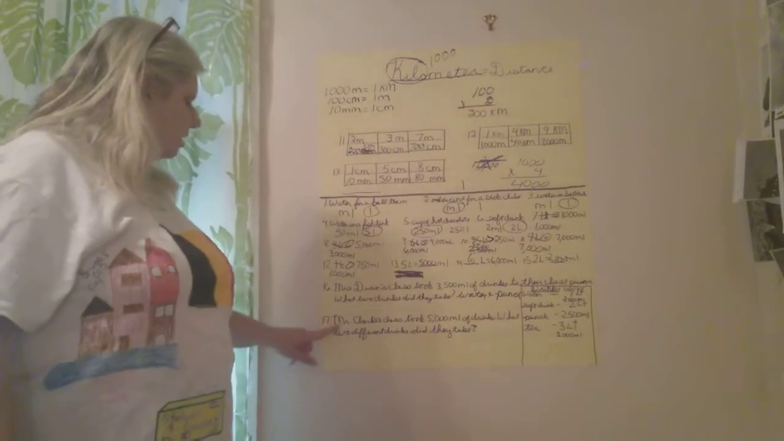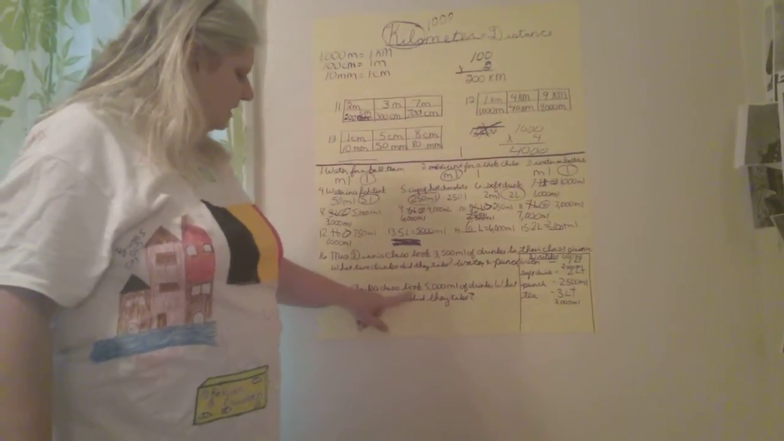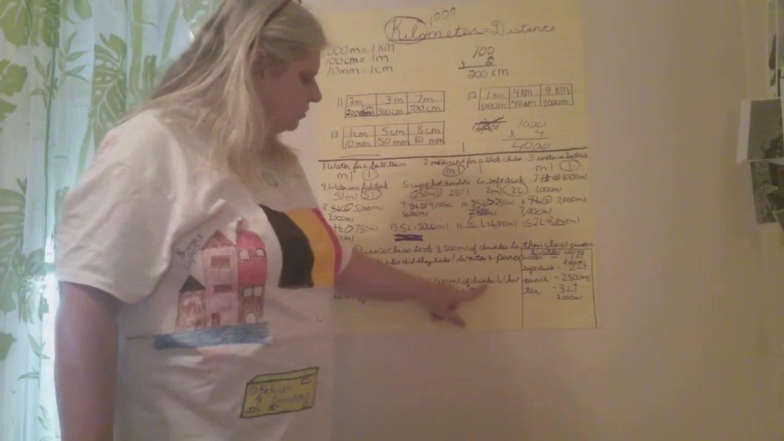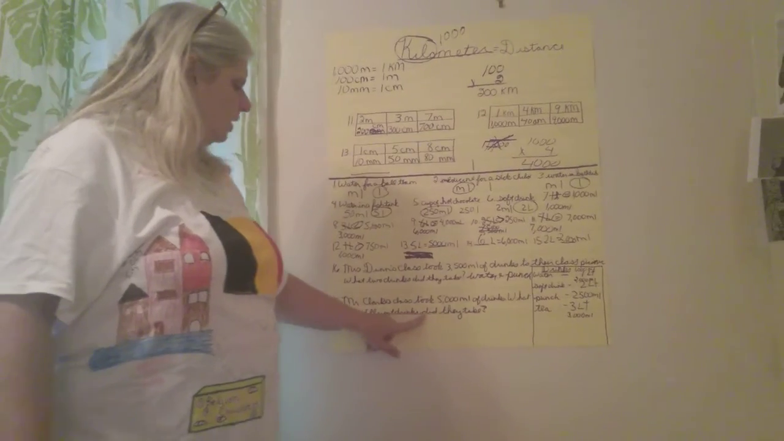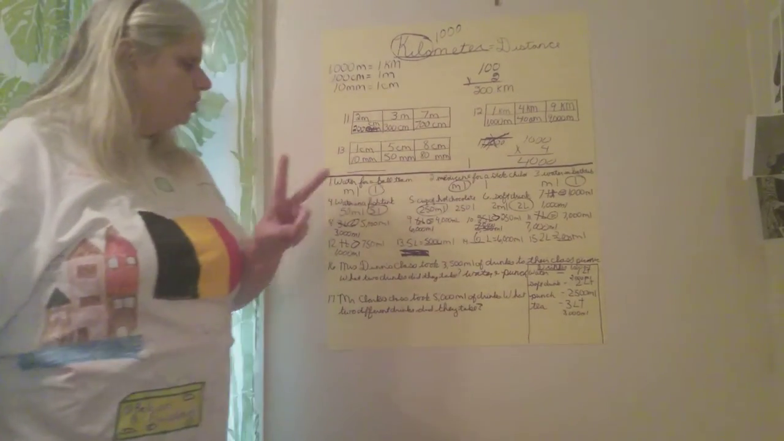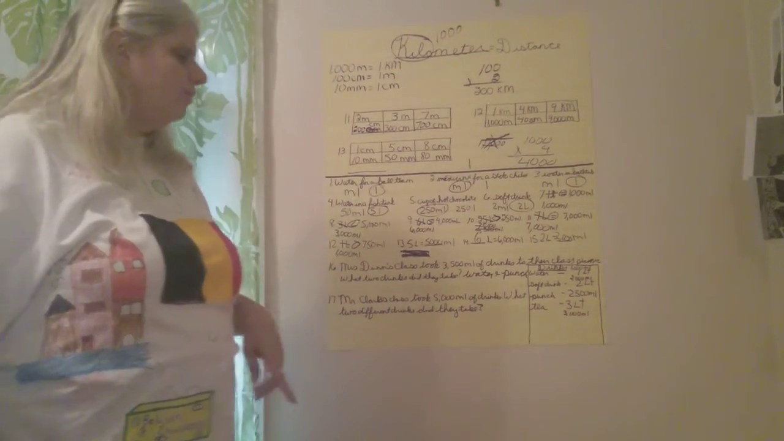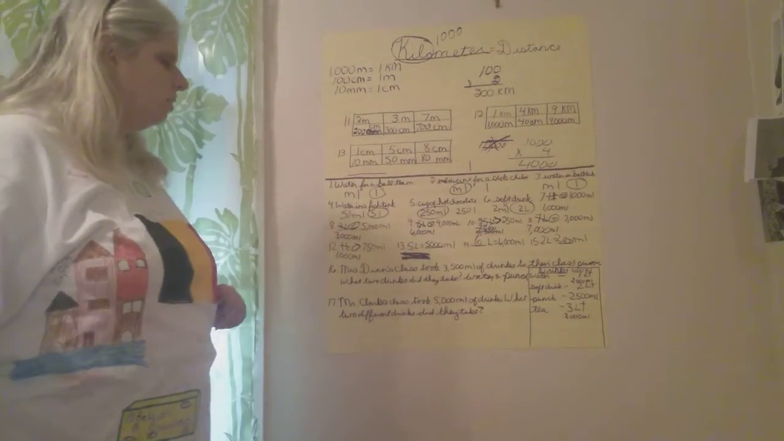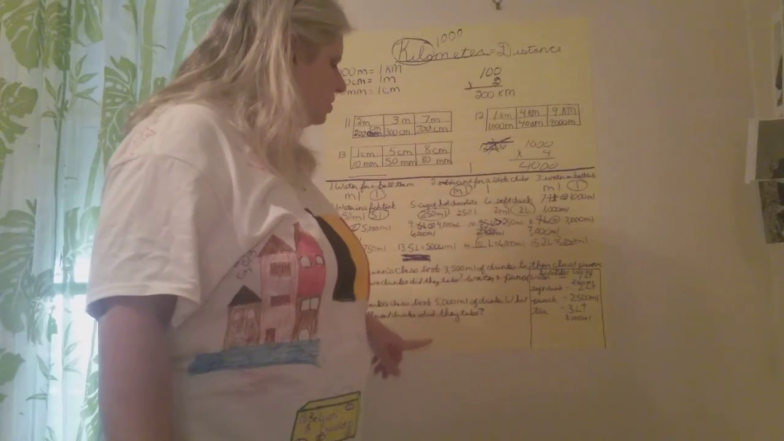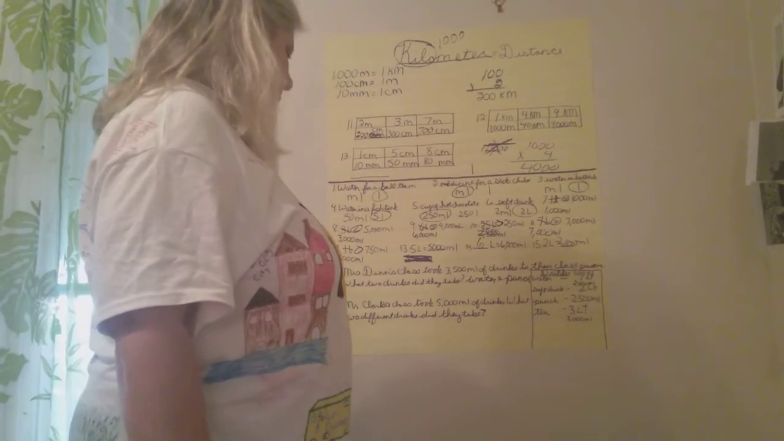Okay, here we go. Mr. Clark's class took 5,000 milliliters of drinks. What 2 different drinks did they take? That means you can only pick 2. So that means you can't have 2 punches, which would be true, but that's not what the problem asks. So what 2 different drinks did they take?